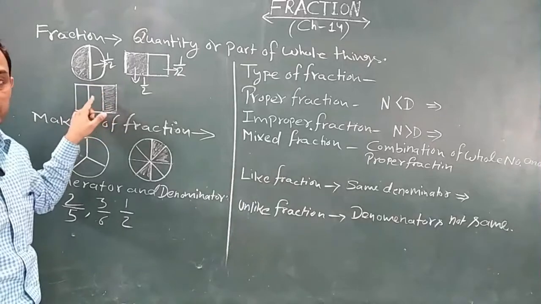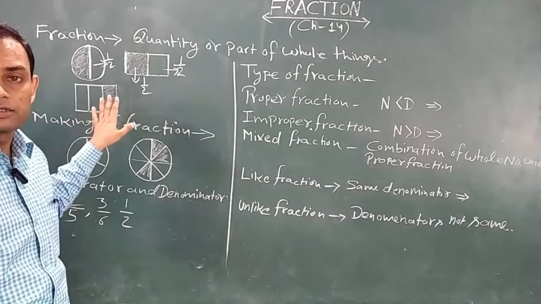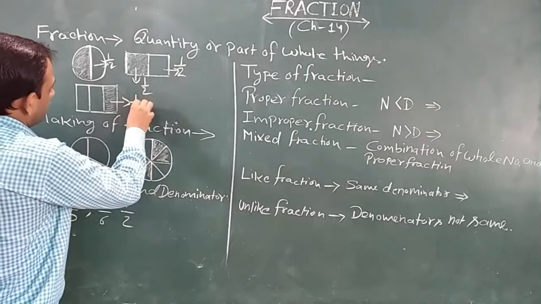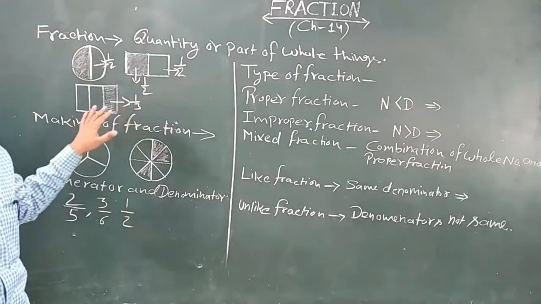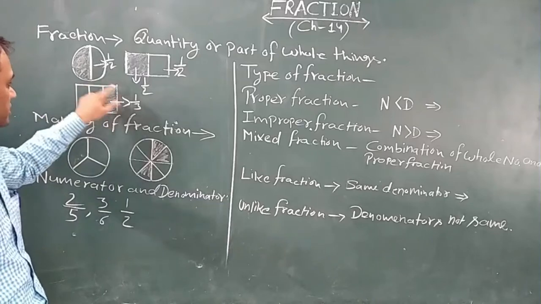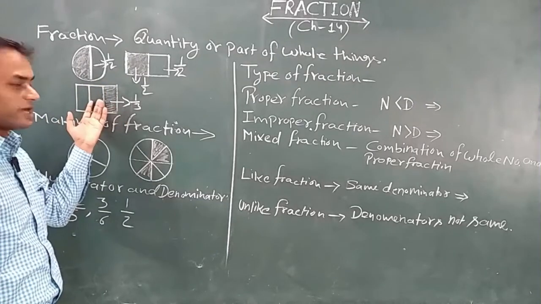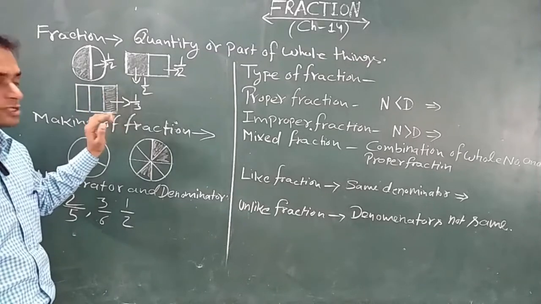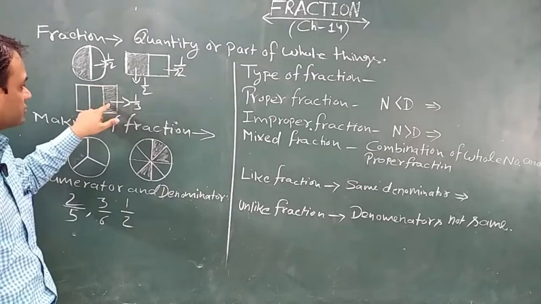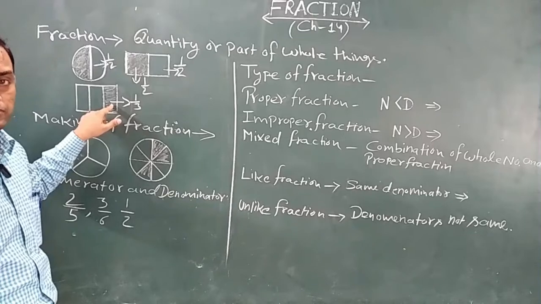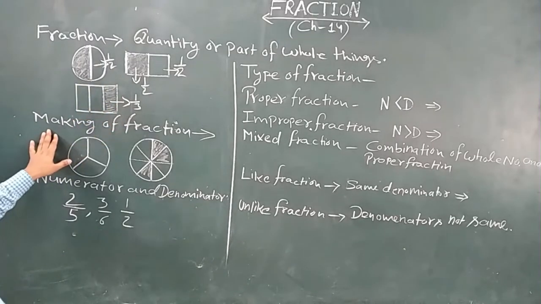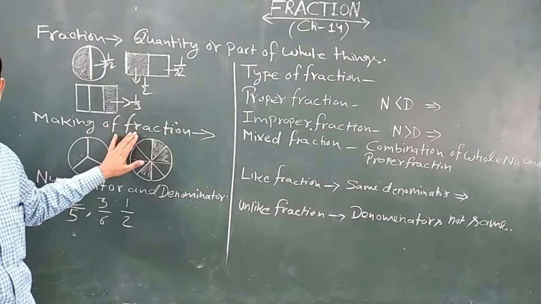Here, 1, 2, 3. We have divided this rectangle in 3 equal parts. So this will be 1/3 of this whole. This is the whole thing and we have divided it in 3 equal parts, 1, 2, 3. If we talk about this shaded part, this shaded part of this rectangle will be 1/3 of this whole.